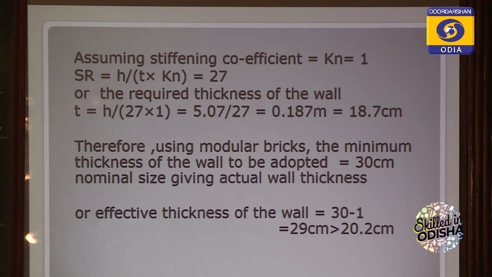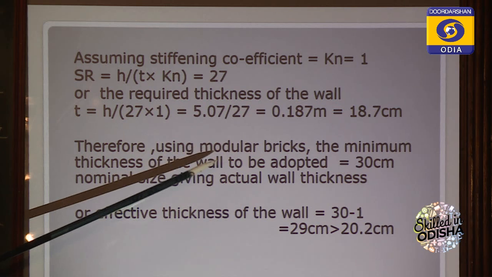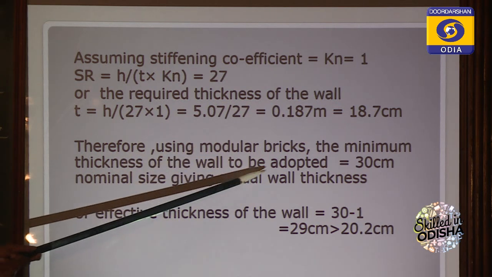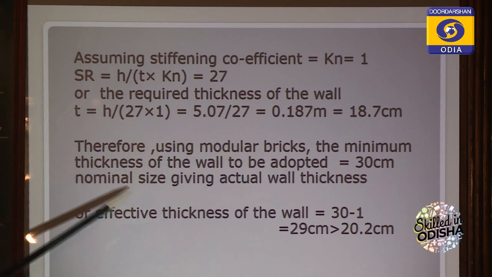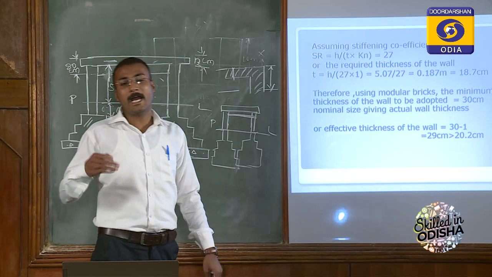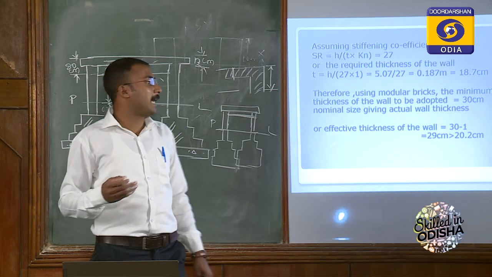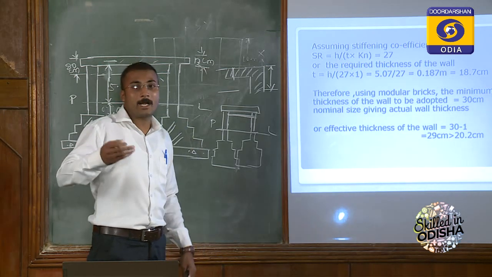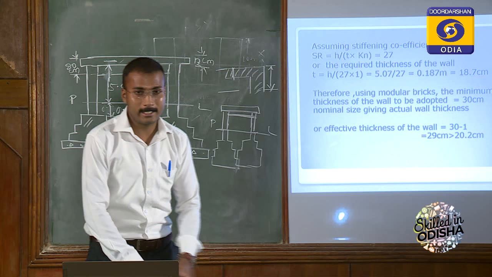In case of long wall it is coming 20.2 centimeter. Therefore, using modular bricks, the minimum thickness of the wall to be adopted equals 30 centimeter nominal size, giving actual wall thickness. So generally we adopt wall thickness of 30 centimeter. And how to calculate this effective wall thickness?